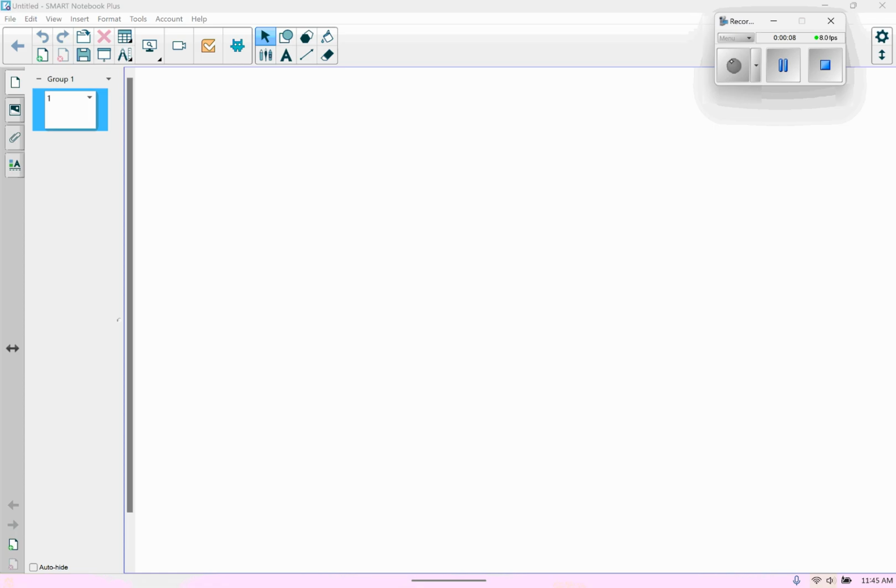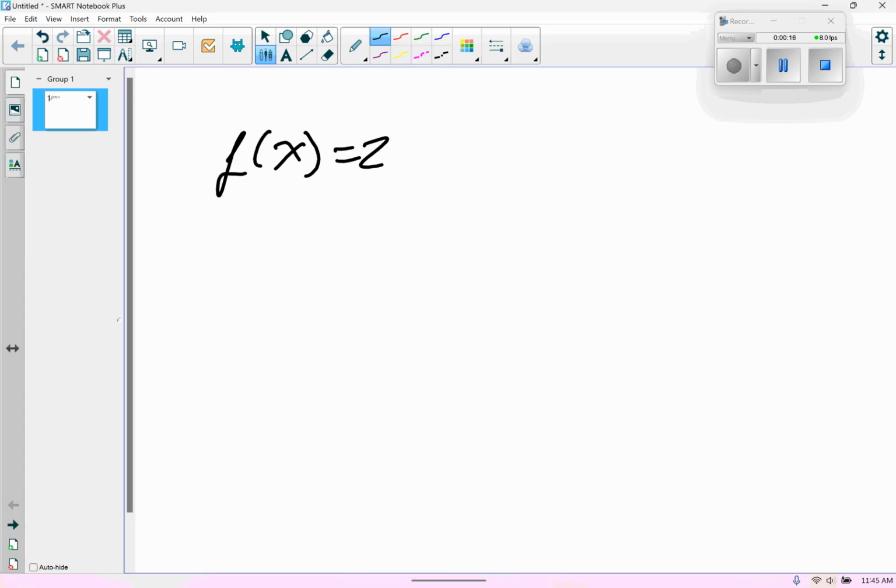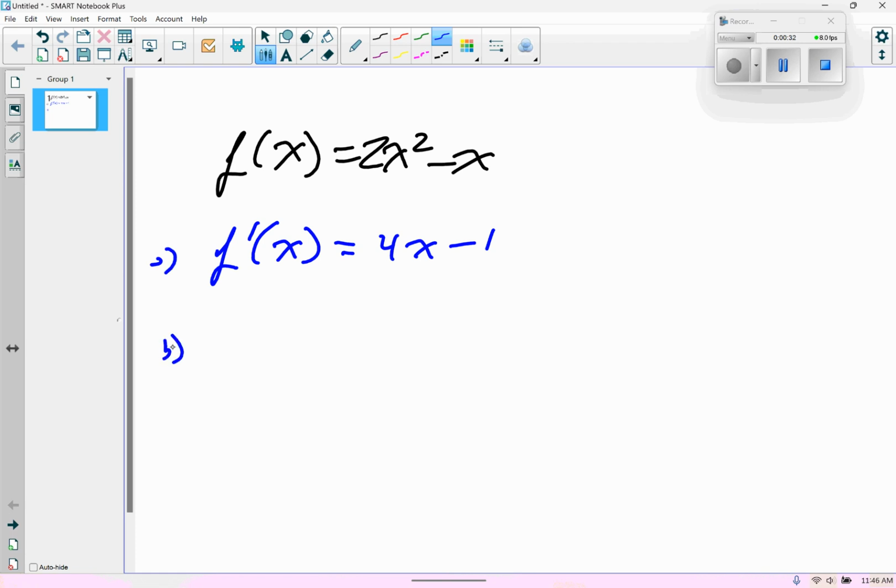All right, so the first problem, which is supposed to be problem number 1, but it looks like it got cut off. They give us this equation, or this function. The first thing they want you to do is find the derivative. Pretty easy to do, 4x minus 1. Agree?